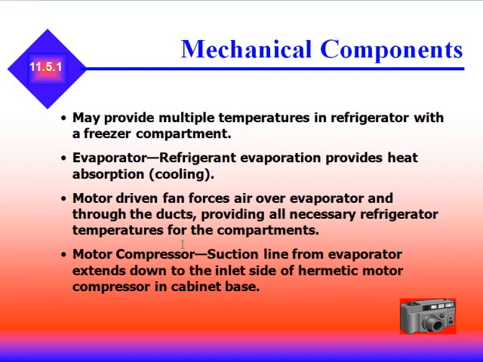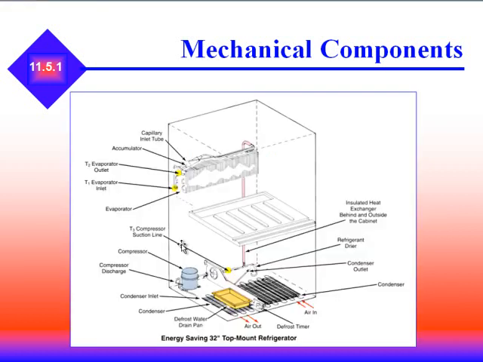The mechanical components of these systems may provide multiple temperatures in the refrigerator with a freezer compartment. The evaporator, through refrigerant evaporation, provides heat absorption cooling. The motor-driven fan forces air over the evaporator through ducts, providing all necessary refrigeration temperatures for the compartments. The motor compressor suction line from the evaporator extends down to the inlet side of the hermetic motor compressor in the compressor base. So here you see a multiple compartment.